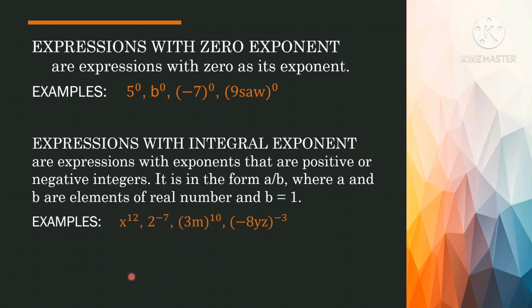It is in the form a over b, where a and b are elements of real number and b is equal to 1. Since si b ay equal sa 1, ibig sabihin whole number po ito. Since integral exponent siya, positive or negative integers po yan. So, kung mapapansin niyo ang mga exponents po ng mga examples natin dito, we have positive 12, negative 7, positive 10, and negative 3.